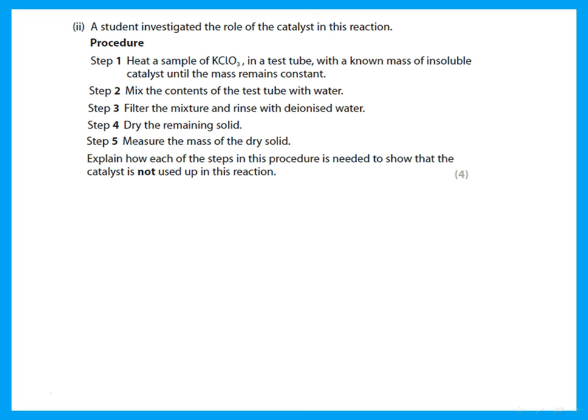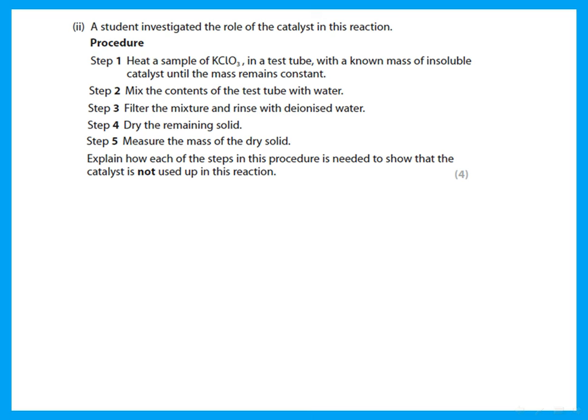Okay, a student investigated the role of the catalyst in this reaction. Heat a sample of potassium chlorate in a test tube with a known mass of insoluble catalyst until the mass remains constant. Mix the contents of the test tube with water. Filter the mixture, rinse, dry, measure the mass. Explain how each of the steps in this procedure is needed to show that the catalyst is not used up in this reaction. Okay, let's take a look. We're trying to show that the catalyst was not used up. For each step, what is happening?